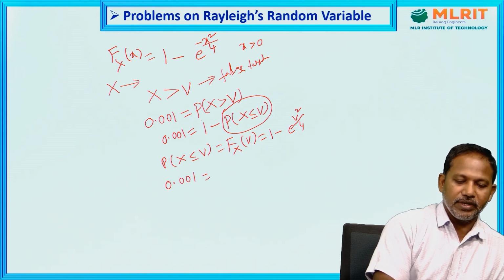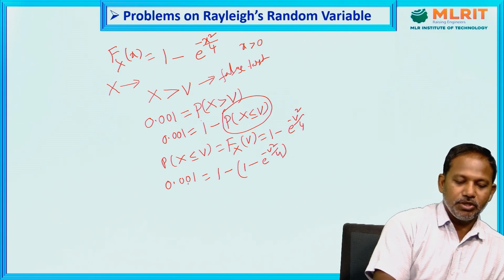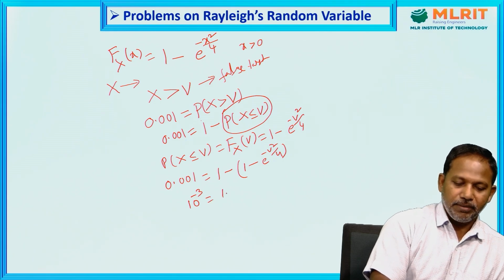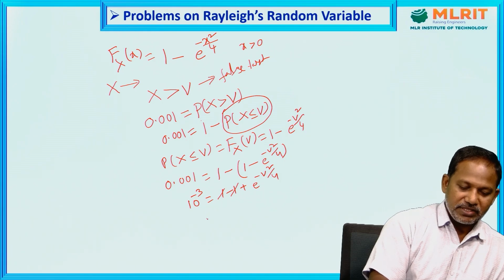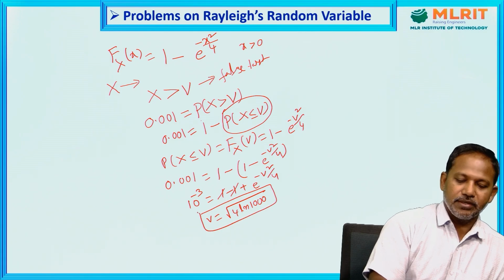0.001 is equal to 1 minus, I know this value now, that is 1 minus e power minus V square by 4. That is 0.001, which means we can write 10 power minus 3 is equal to 1 minus 1 plus e power minus V square by 4. Now plus 1 minus 1 gets cancelled, and you can find this value as square root of 4 into ln of 1000. So this is the V value.